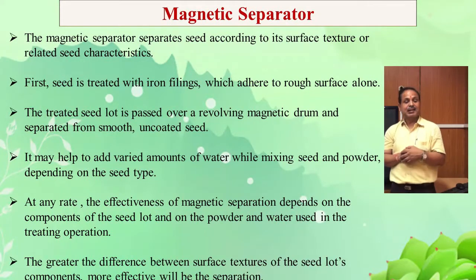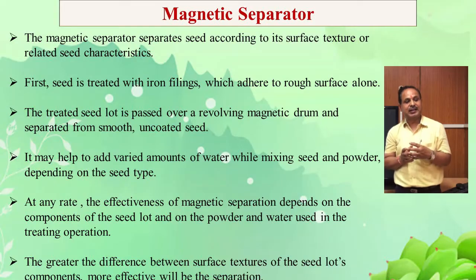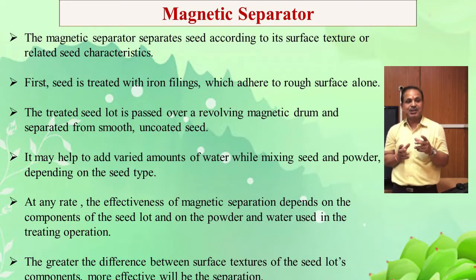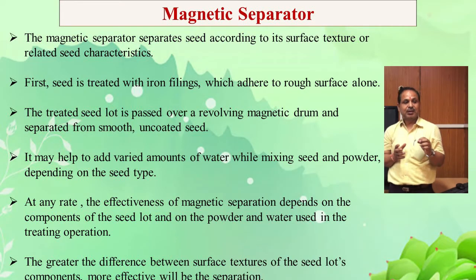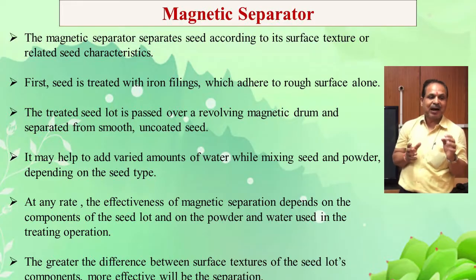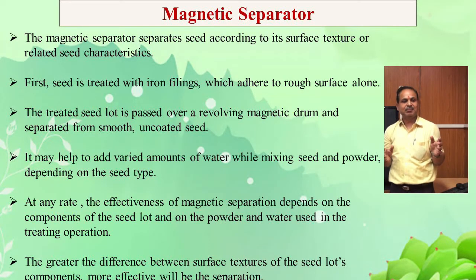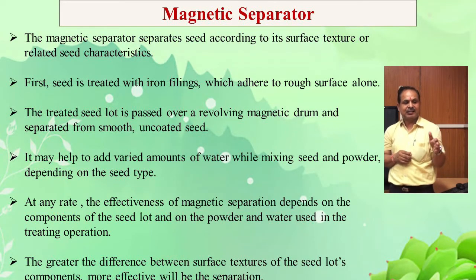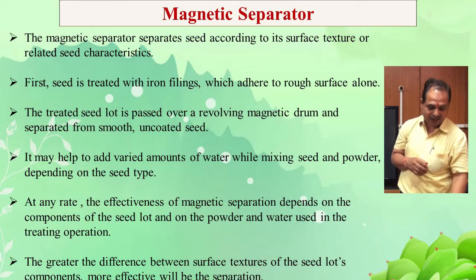Magnetic separators. Magnetic separators separate the seeds according to the surface texture or related seed characteristics. In this, seeds are first treated with iron filings which adhere to the rough surface alone. The treated seed lot is passed over a revolving magnetic drum and separated from the smooth seeds. How this magnetic separator is used is mentioned in the slides, and the greater the difference between the surface texture of the seed lot components, the more effective the separation will be in this magnetic separator.